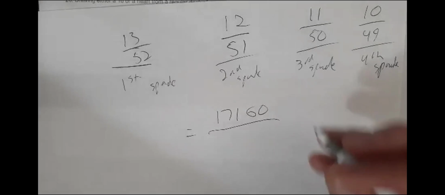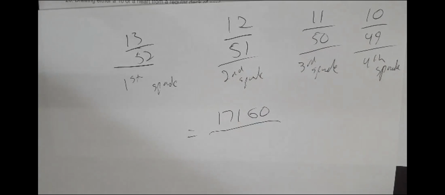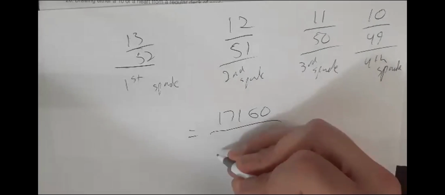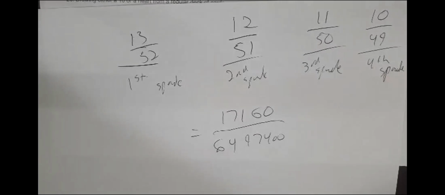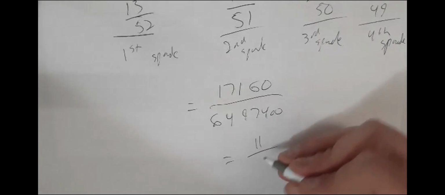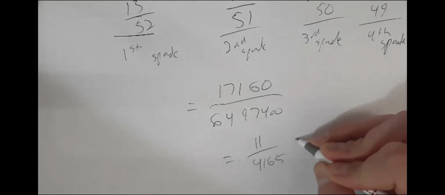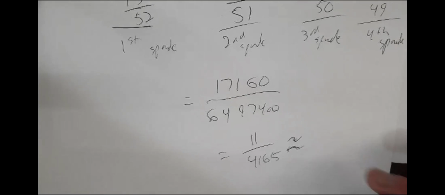Okay, so these are going to be rather large numbers, but we've done a few of these. We're going to multiply the top through, multiply the bottom through. 497,400. I'm going 17160 divided by that crazy thing. It says it reduces down to 11 over 4165, which is not a pretty number. But if you want a decimal approximation, 0.00264.